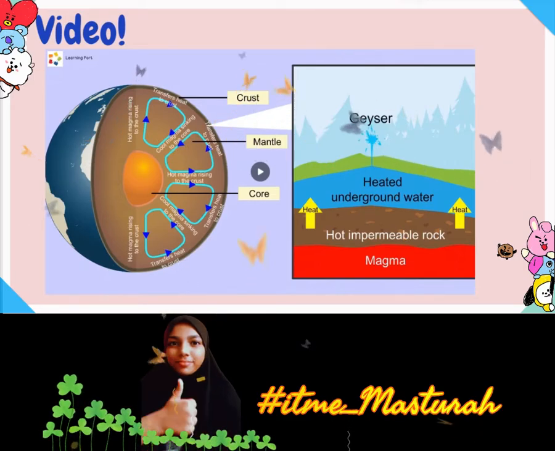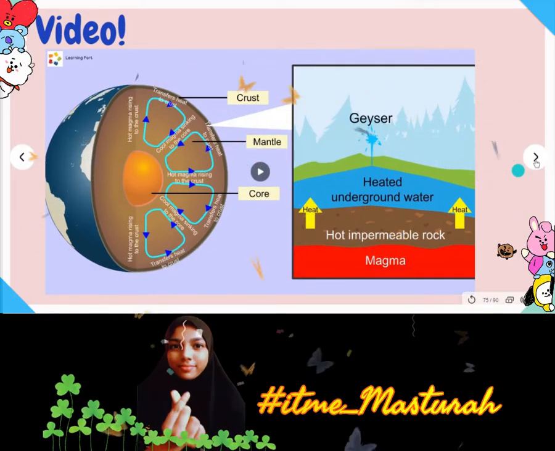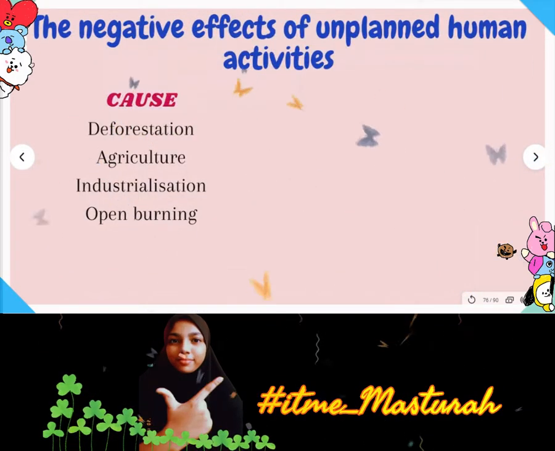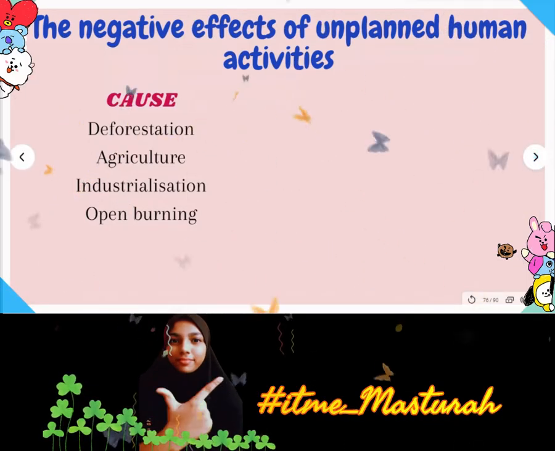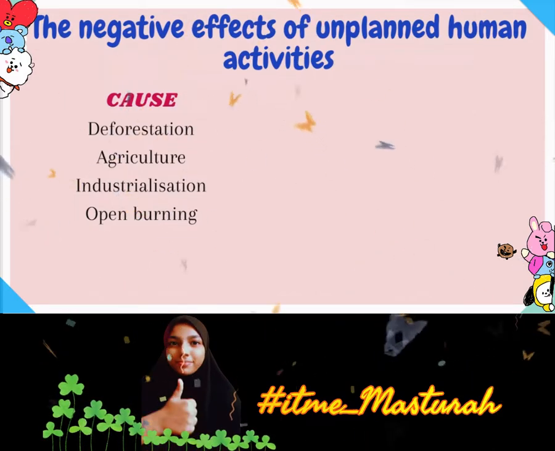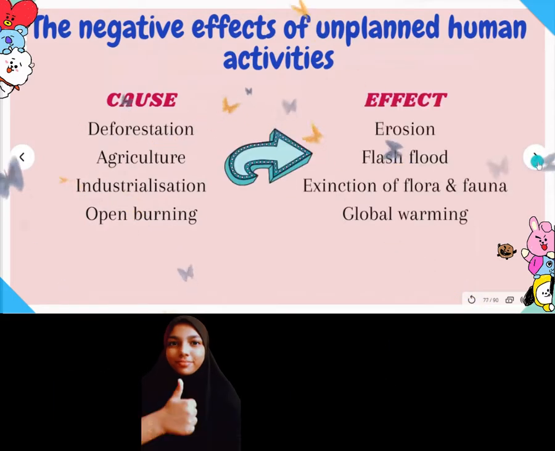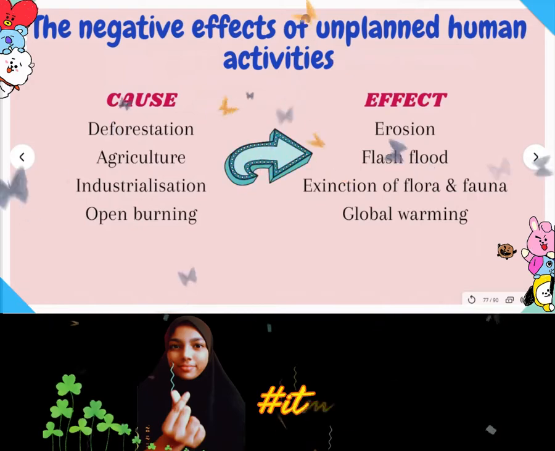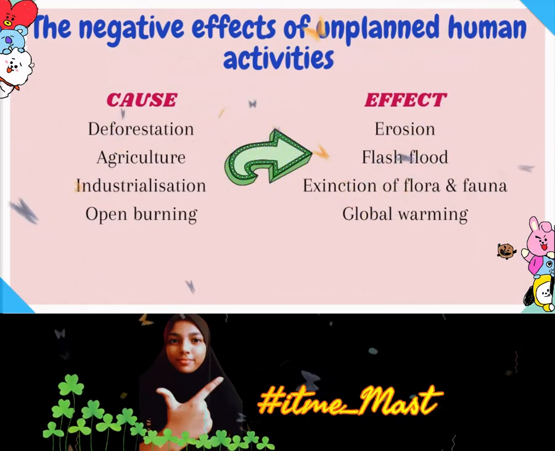So that's for how the hydrothermal process goes. So the negative effect of unplanned human activities. The causes are deforestation, agriculture, industrialization, open burning, which can affect the earth by erosion, flash flood, extinction of flora and fauna, global warming, and more negative effects.